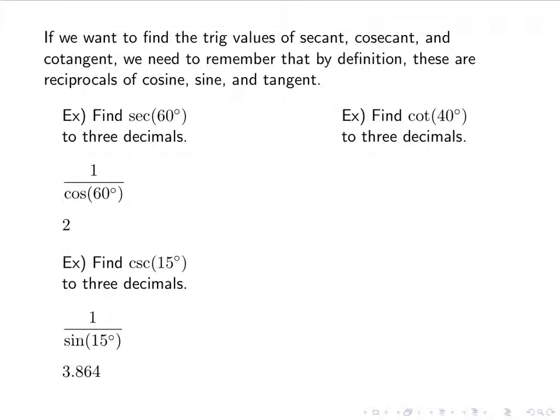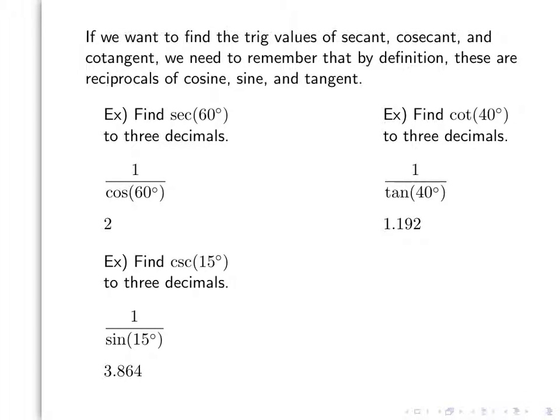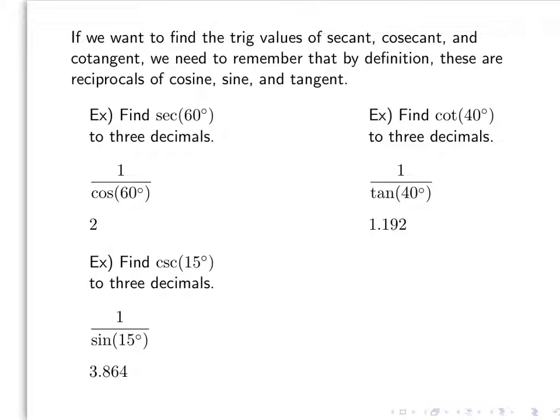So we'll do a couple more. We've got cotangent of 40 degrees. So again, cotangent, the reciprocal of tangent. So we have 1 over tangent of 40 degrees. And that should be 1.192. So pausing there for a second, remember that secant and cosecant have to be at least 1. So I'm getting 2 and 3.864, so that makes sense. They're bigger than 1, or they're at least 1. Again, cotangent is the reciprocal of tangent, and if tangent can be anything, then so can cotangent.